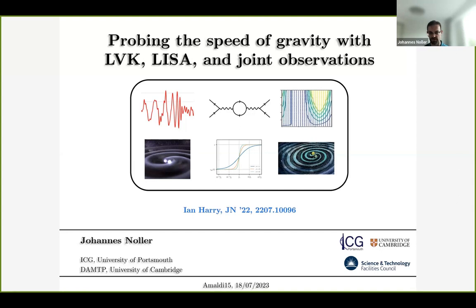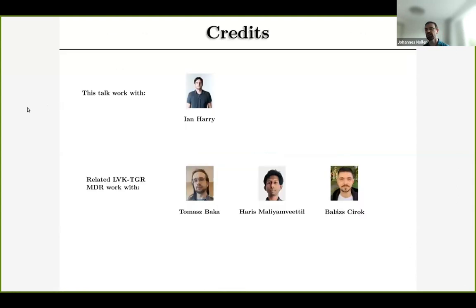So I just want to highlight straight away that the work I'll be talking about today is work with Ian Harry, a colleague of mine at Portsmouth, but there's some related work going on in the testing GR group as well that we're doing, partially inspired by this work, partially independent, with Tomek Harris and Balish down there, which I won't be talking about today, but just to highlight that that's going on.